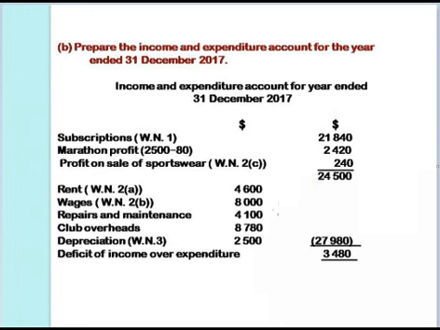From this we are going to subtract all the expenditures: the rent, which we have calculated in the second working note, wages, again in the second working notes, repairs and maintenance, which was mentioned in the receipts and payment account, club overheads, which was mentioned in the receipt and payment account, and depreciation, which was calculated in the third working note. Once we total it up, we subtract it from the income, and when we subtract the expenditure from the income we get a loss or a deficit of $3,480. With this, the income and expenditure account is completed.